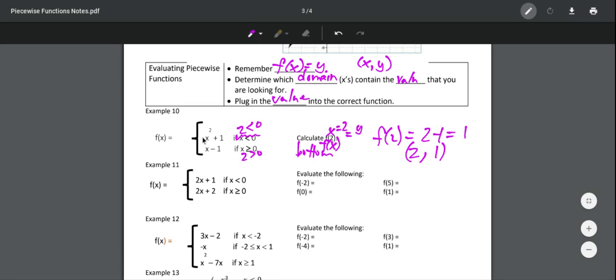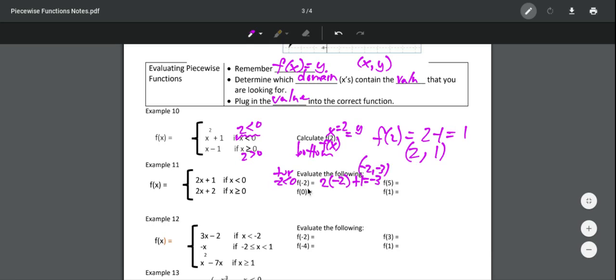So for this one, f of negative 2, well, where does negative 2 fall? Well, negative 2 is less than 0, so this is the top. So we would say 2 times negative 2 plus 1. So negative 4 plus 1 is negative 3. And so this is the point, negative 2, negative 3.